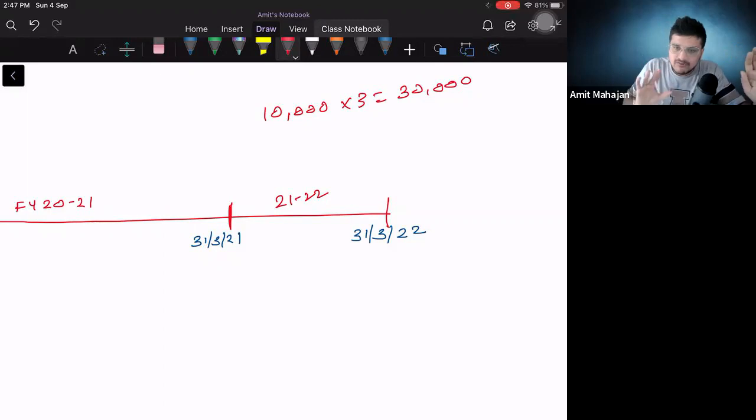Okay. Now just tell me one thing, what will be the rent which you will receive for financial year 21-22?